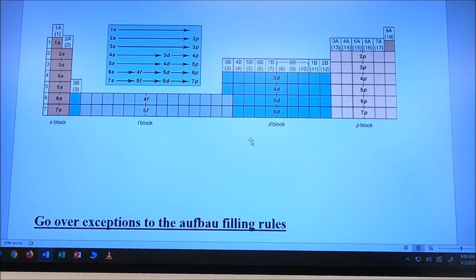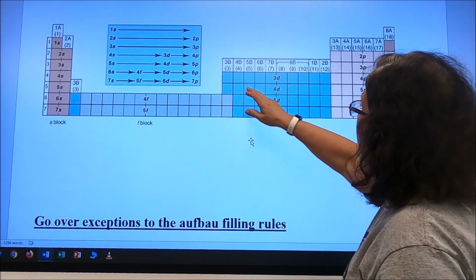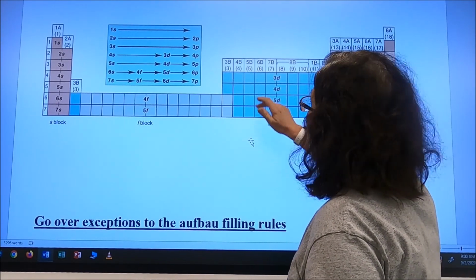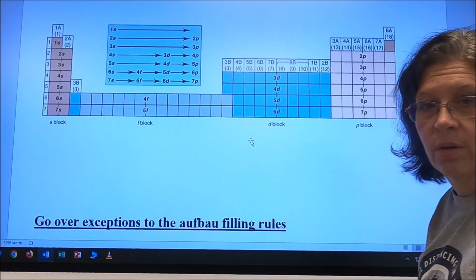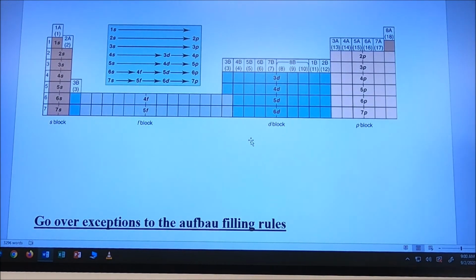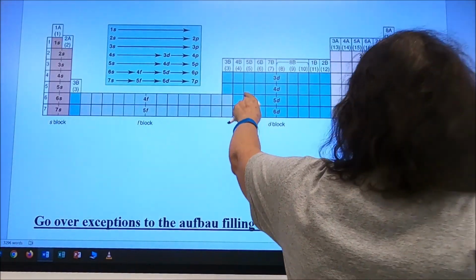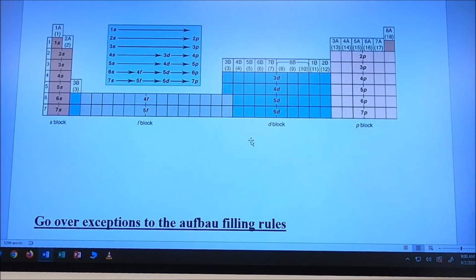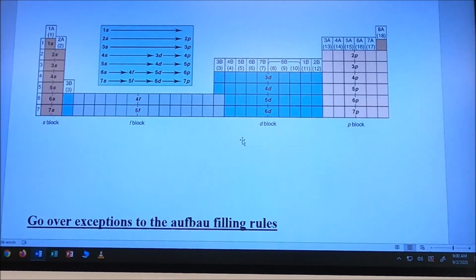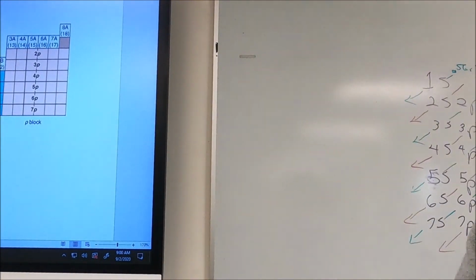So let me choose a block here without knowing what the element is and look at its electron configuration. So let's look 1, 2, 3, 4, 5 over on row 4 in the D block. Okay? So if I look at 5 over in the D block, right here, electron configuration would start like the following.